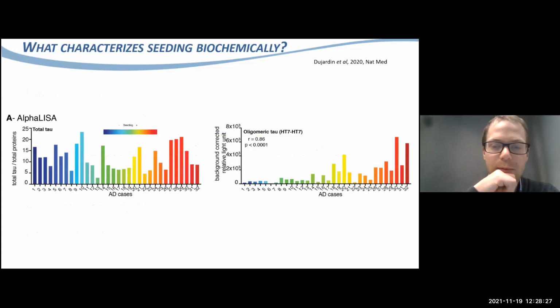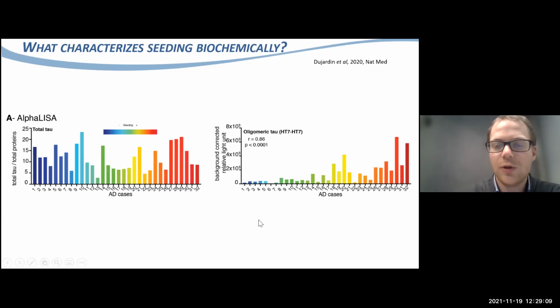And so the first thing that came to mind is, maybe the high seeder just has more tau. If you have more tau, you have more seeds. If you have more seeds, you have more seeding. But actually, it was not the case. When you looked at total tau, so these are the same patients, ranked from low seeders to high seeders, and that's going to be the same for the next couple of slides. Low seeders being in blue, high seeders being in red, and patients going from 1 to 32. So there was not really a correlation between the amount of total tau and the seeding.